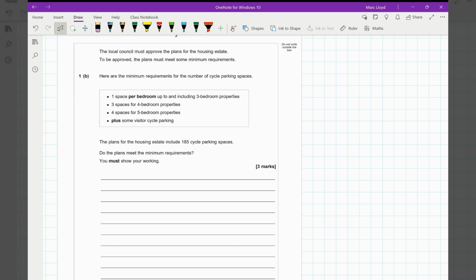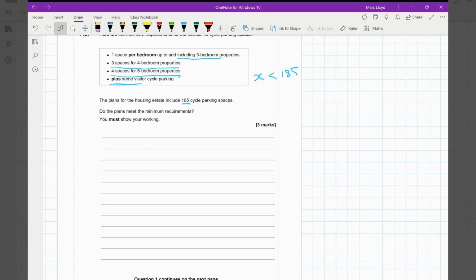So the local council must approve the plans for the housing estate. To be approved, the plans must meet some minimum requirements. Here are the minimum requirements for the number of cycle parking spaces. 1 space per room, up to and including 3-bedroom properties. That's irrespective of whether it's a flat or not. 3 spaces for a 4-bedroom property, 4 spaces for a 5-bedroom property, and then plus some. So our requirement needs to be under 185. So whatever we add it up to, it's got to be less than 185 so that we can add the extra ones as well. So do the plans meet the minimum requirements?